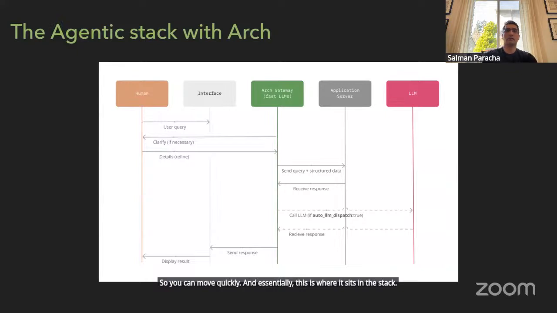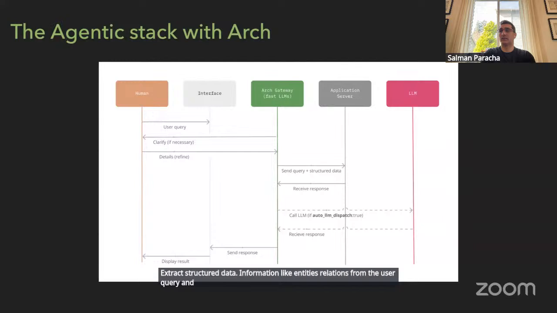You have a human chatting with some interface. Arch Gateway, with purpose-designed fast large language models, does two tasks. It clarifies a question on behalf of the user based on the configuration provided, extracts structured data, information like entities and relations, from the user query, and passes that to your application server and asks it to complete the task.